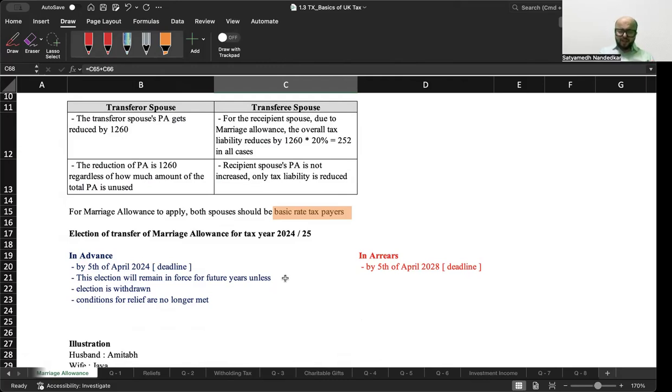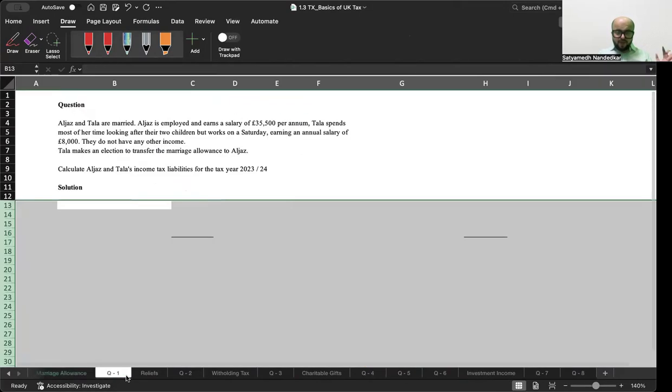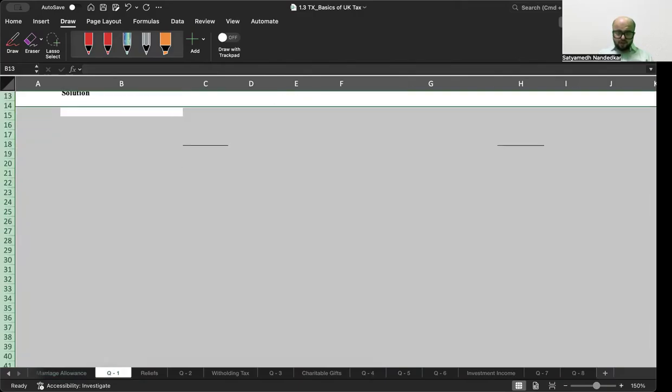Remembering the dates for your exam is not that important. By which date do you have to make the application or election? That's not so important. But yes, the provision, of course, is very, very important. I want us to look at a question here.